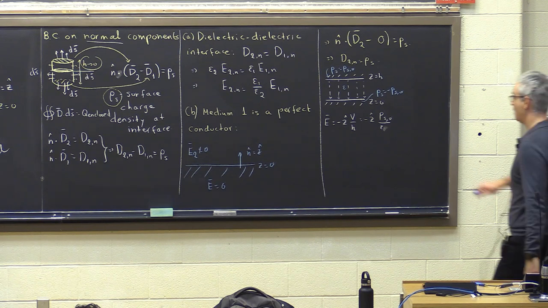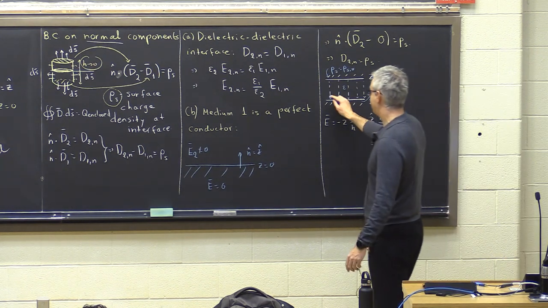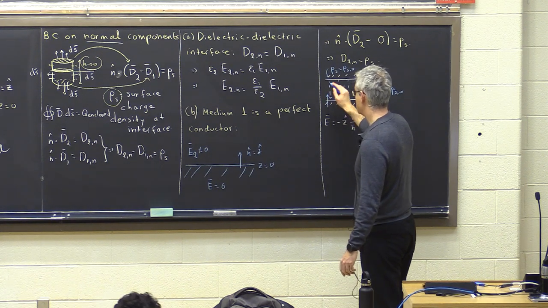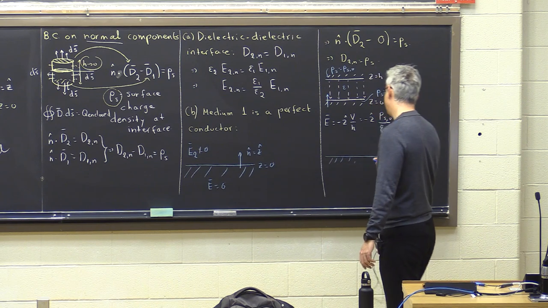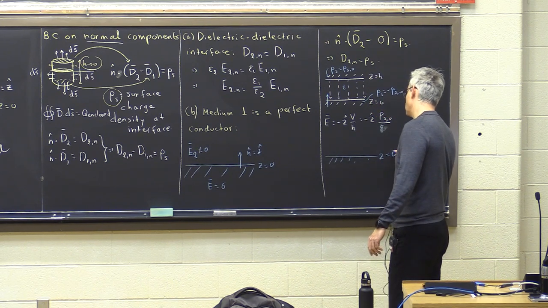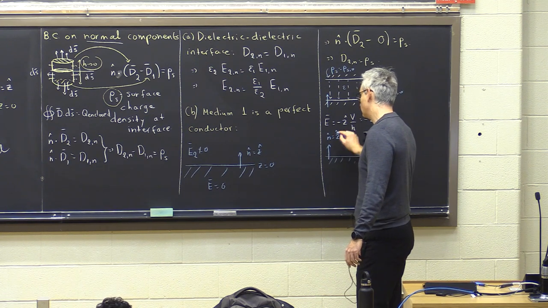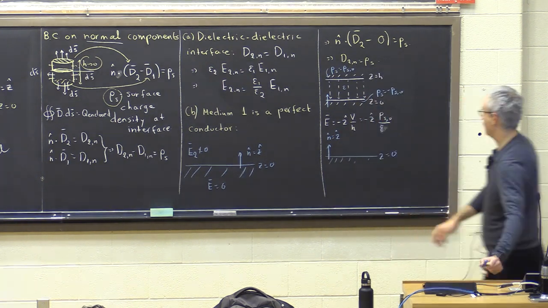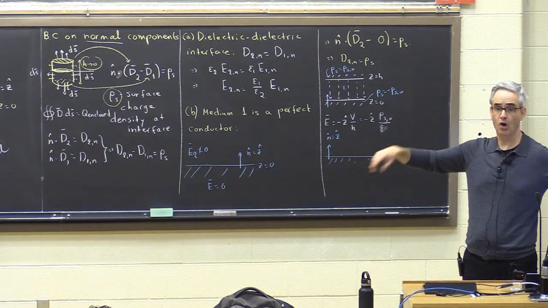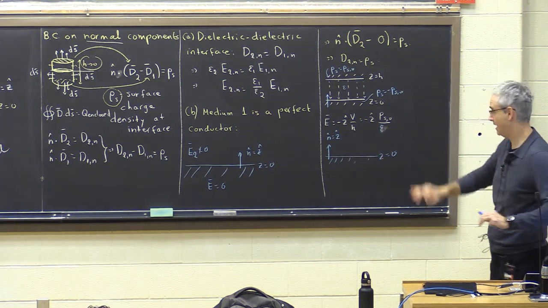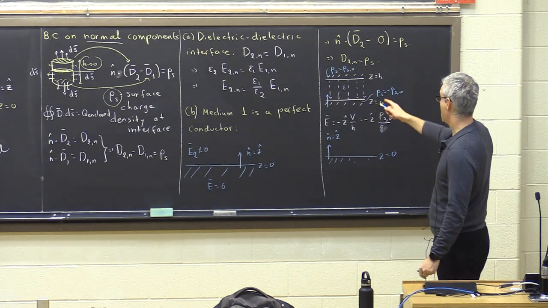Okay, so now let's apply the boundary condition at this boundary, at z equals 0, just like I have there. This n hat will be the z unit vector. In this case, you see the electric field has no tangential components at all. All of it is normal. The entire thing is normal and it hits the interface.